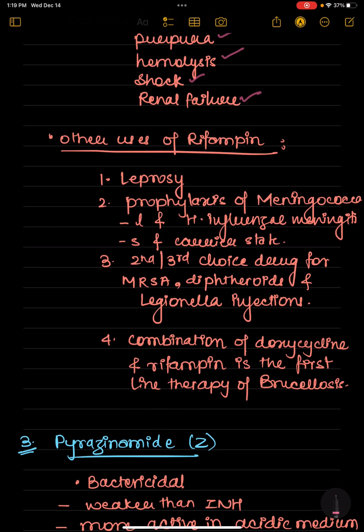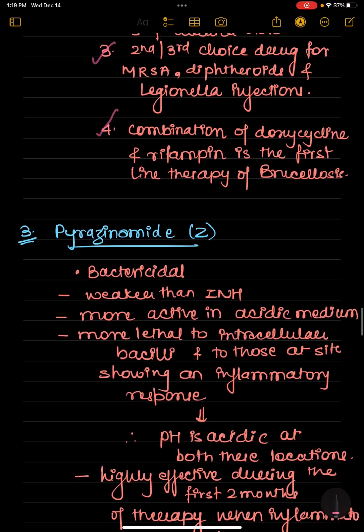Other uses of rifampin are leprosy, prophylaxis of meningococcal and H. influenzae meningitis, and carrier state. It is a second and third choice drug for MRSA, diphtheroids, and Legionella infections. The combination of doxycycline and rifampin is the first line therapy for brucellosis.